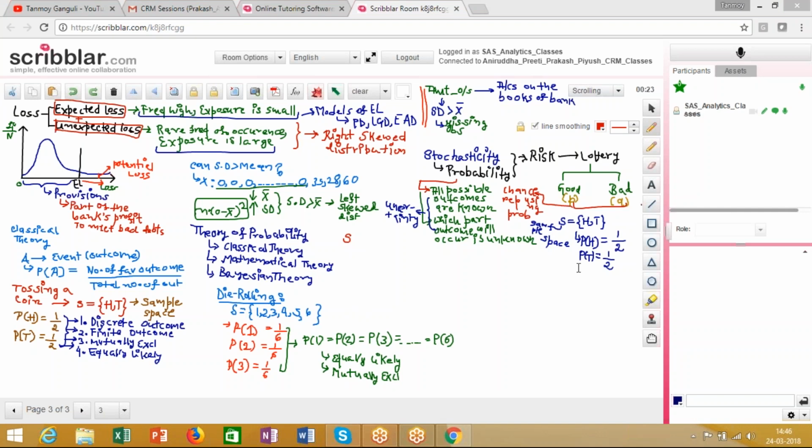So Anirudh has a question: when is probability cumulative in nature? We'll come to that cumulative probability in a short while. Okay, so we'll come to that part.